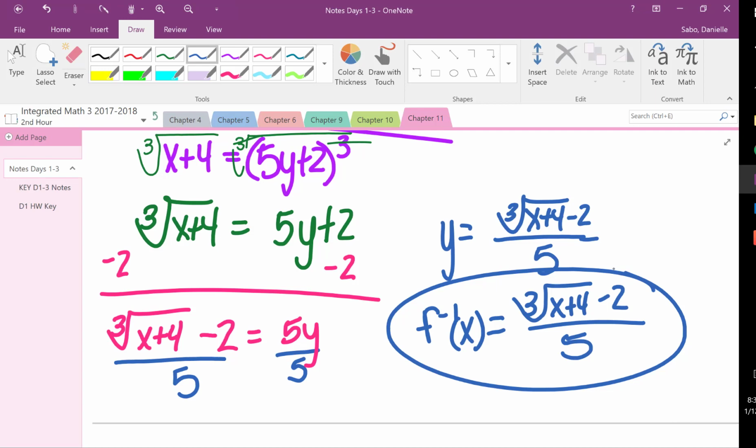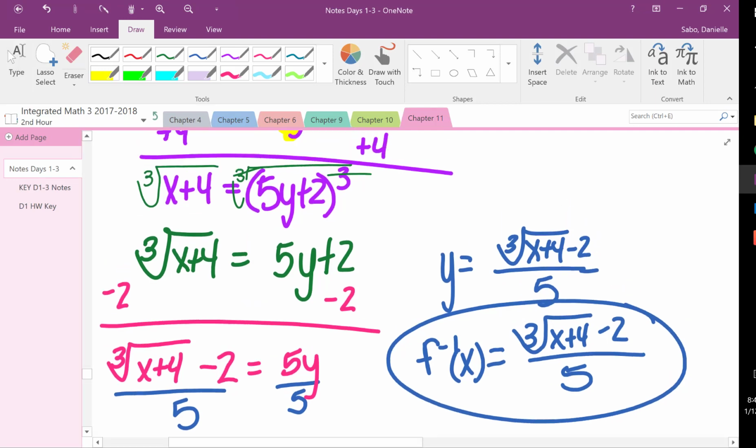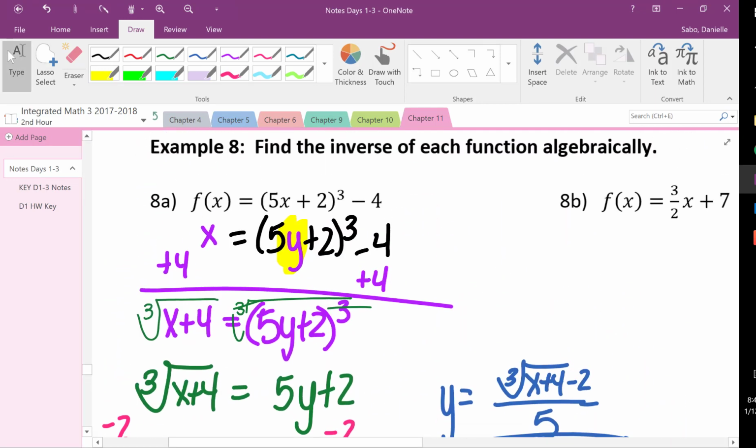Okay, that is now your inverse function. We went from a cube to a cube root. That's a great way for you to check your answers. Look at your original equation. It said cube, so you better end with cube root. If I said squared, you better end with square root, because that's the inverse of a cube. So try to use that to help you when you do some of these problems.